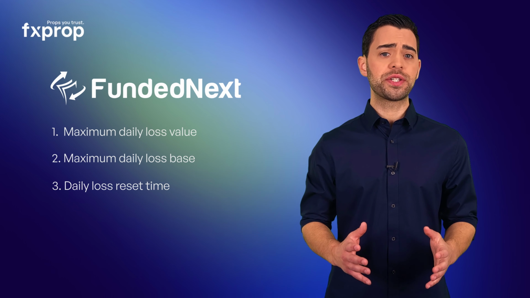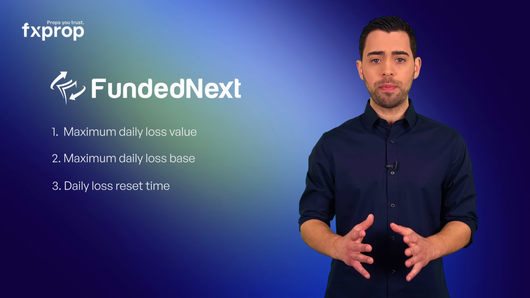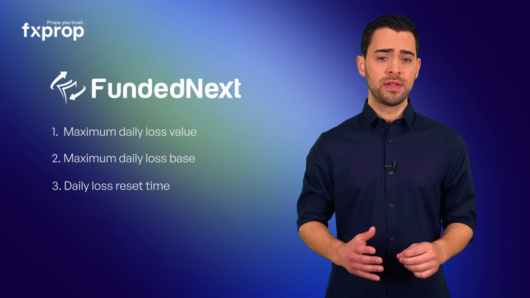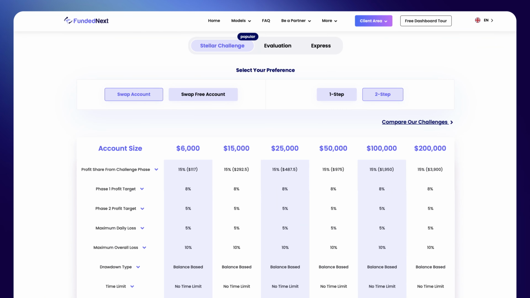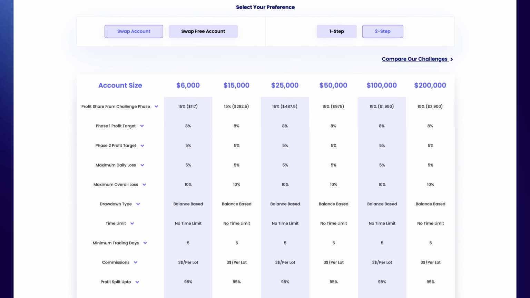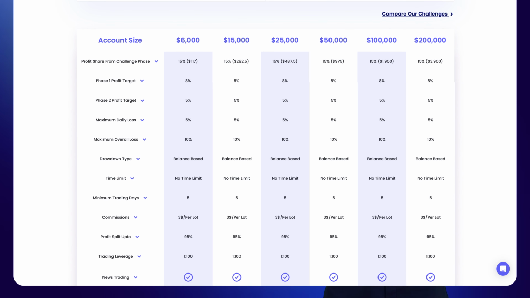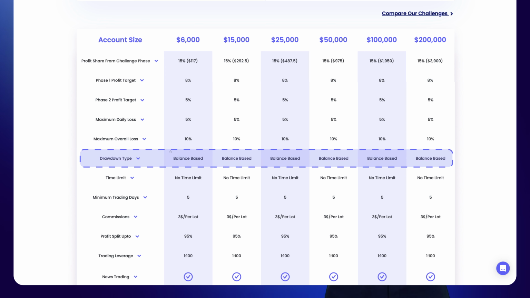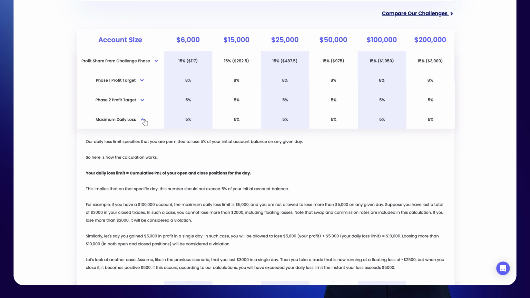Typically, this information is immediately available on the homepage in the challenge description. So let's scroll down. As you can see, in the two-phase Stellar Challenge, the firm immediately informs us about the type of drawdown being balance-based. Thus, now we know that our base will be calculated from the account balance. Alongside the percentage daily loss, information about the calculation type of daily loss value is often provided. As you can see, it is from the initial account balance.